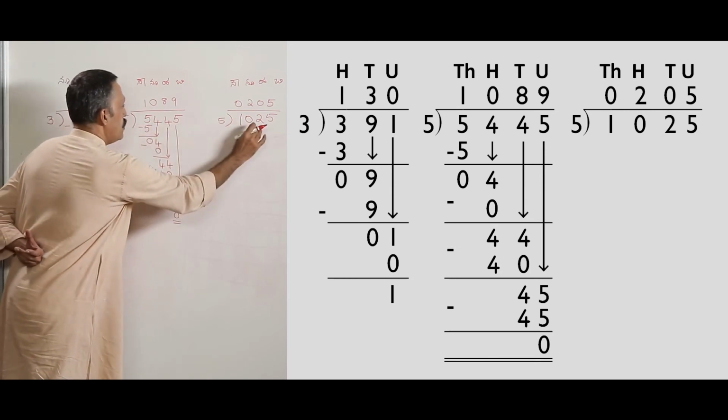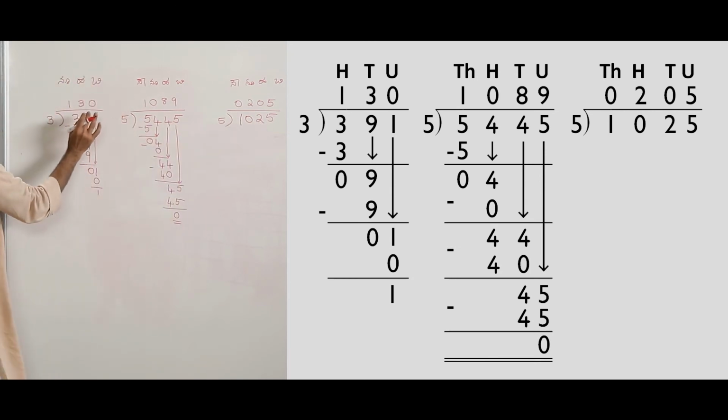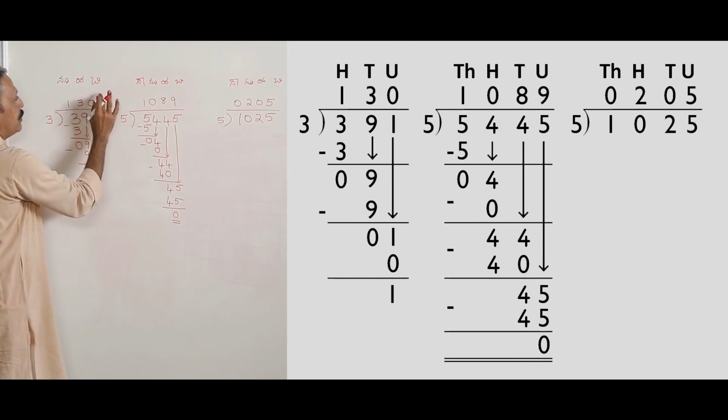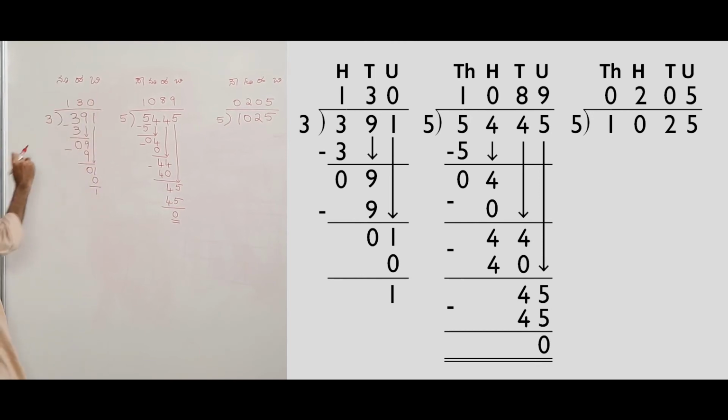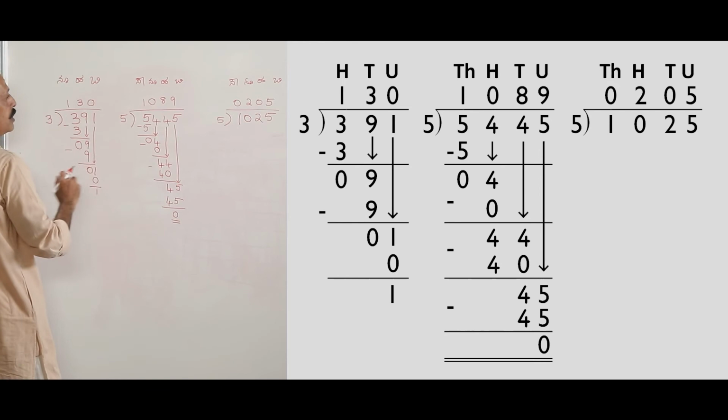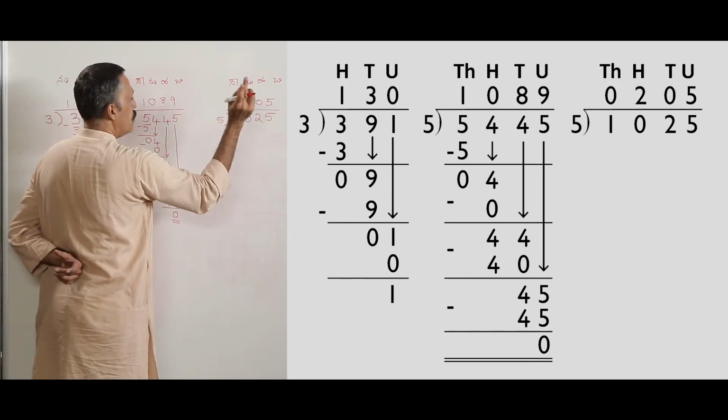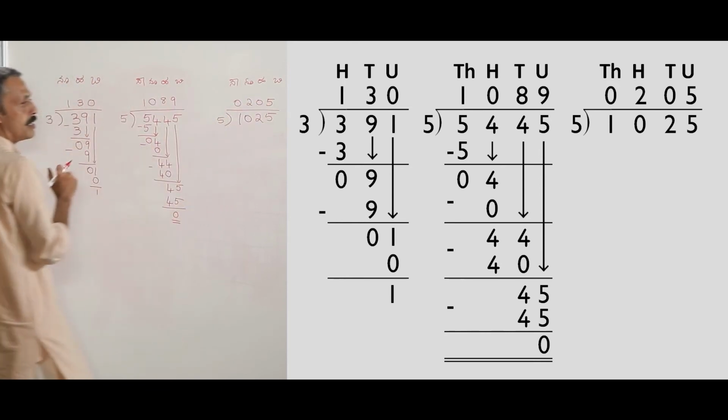Nothing in 1000, 2 in 100, nothing in tens place, and we got 5 in the units place. In every example that we saw, in some cases, we got nothing in the units place, nothing in the hundreds place, nothing here in the thousand place, and nothing in the tens place.